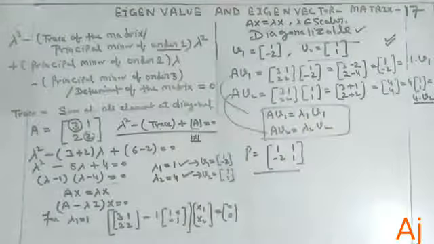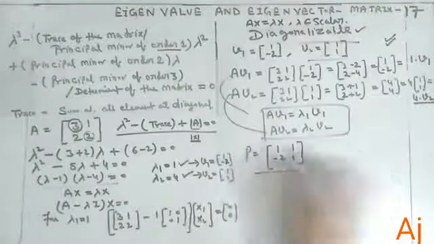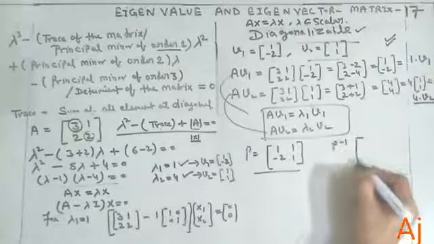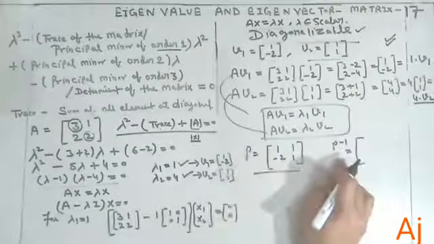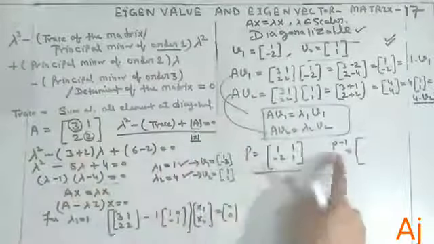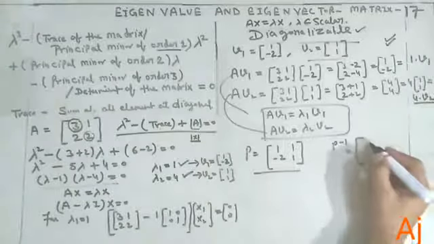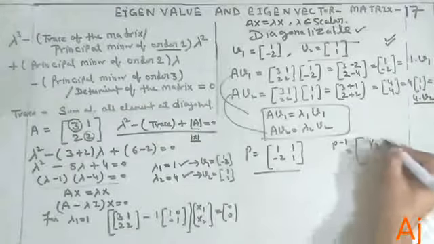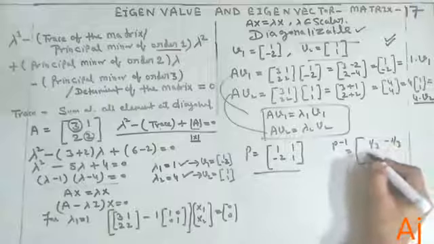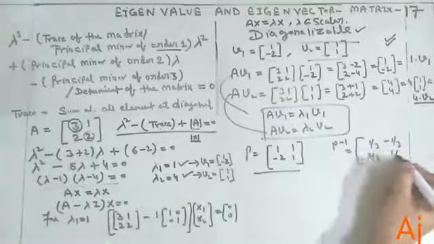Now, you must know how to find the P inverse. Just go to the previous lecture, and you will know how to find P inverse. So P inverse is equal to 1 upon 3. I have already calculated it: this is 2 upon 3 and this is 1 upon 3.